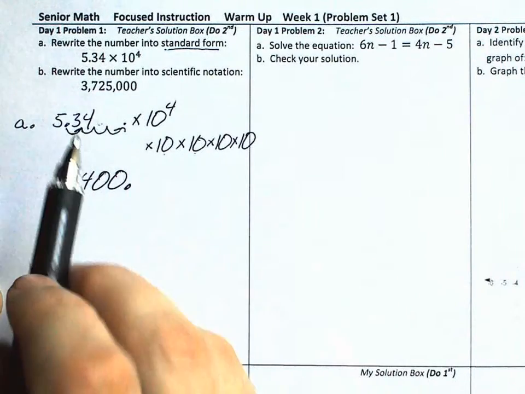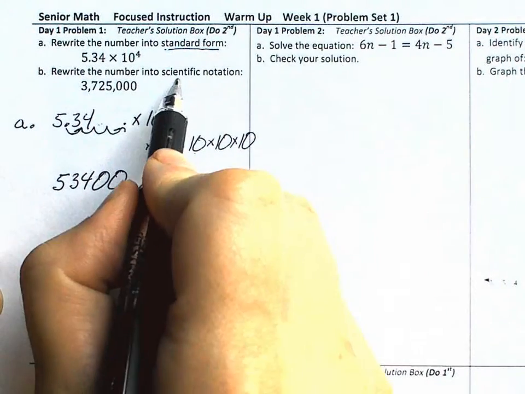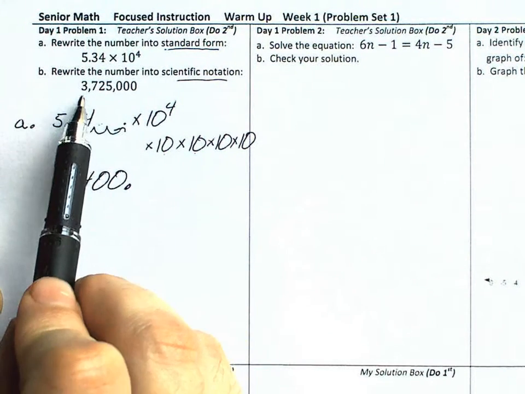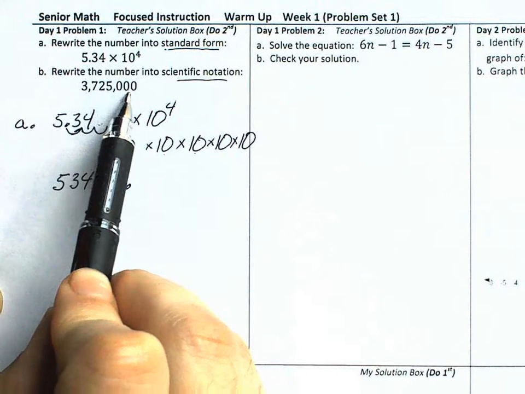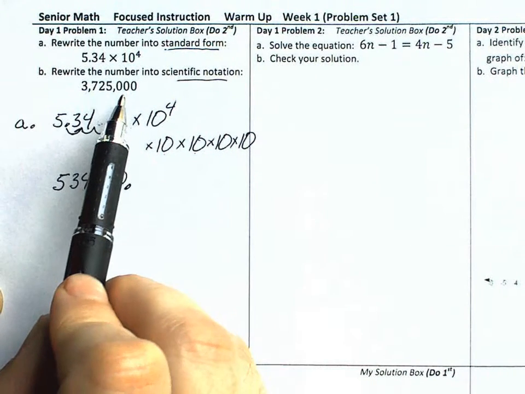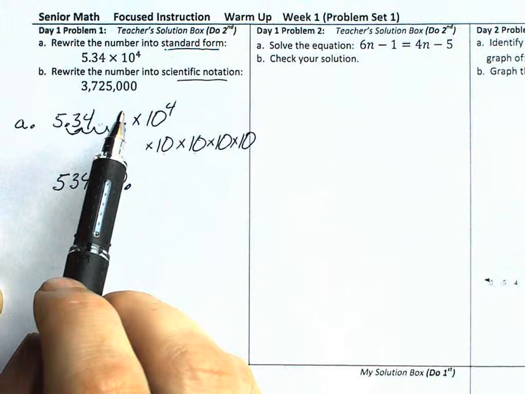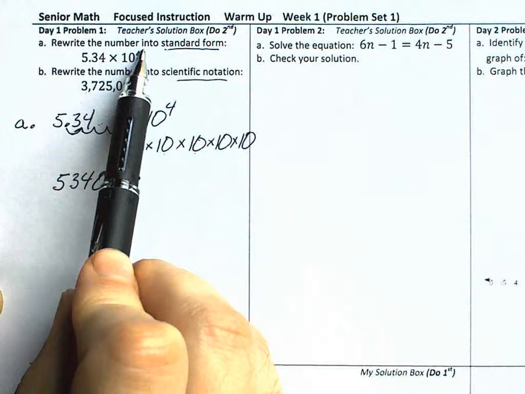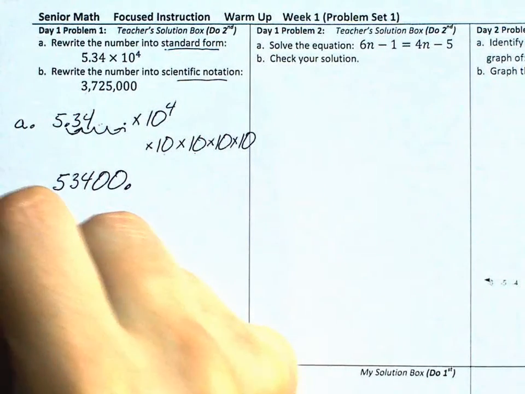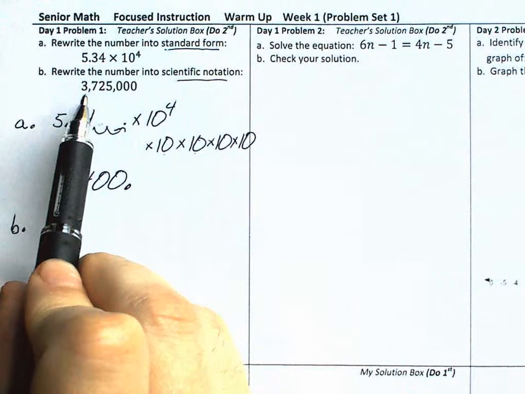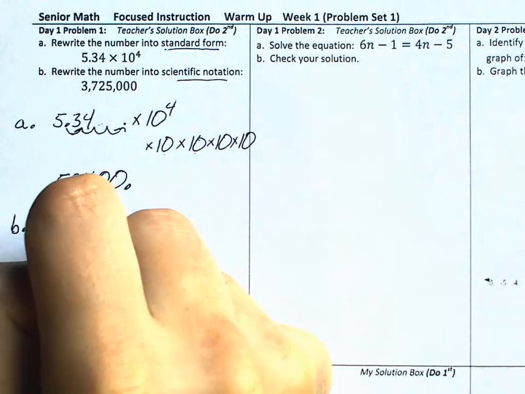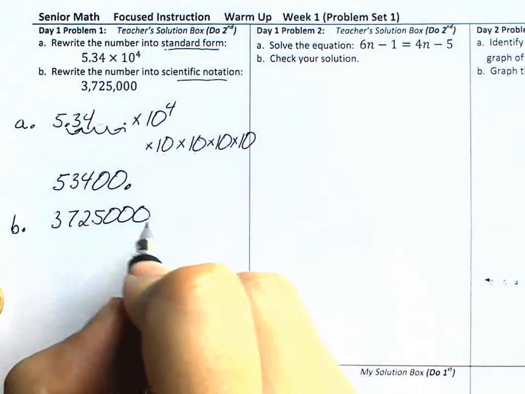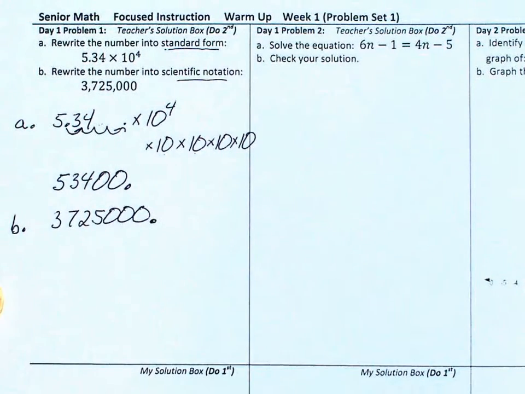Okay? Let's do Part B. Rewrite the number into scientific notation. And so this is the reverse of the one we just worked on. Here we have a standard number, a regular looking number, and we're asked to write it as a scientist would, using scientific notation where there's a times 10 and some sort of exponent on the 10. So for Part B, let's begin by copying down this number, 3725,000, and right now the decimal point is at the very end of that number.